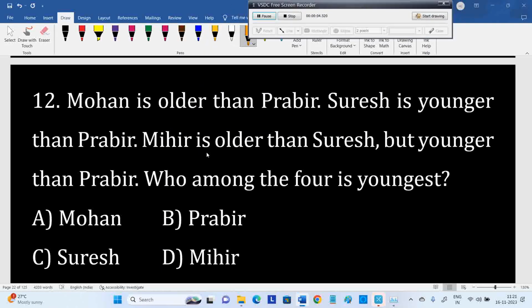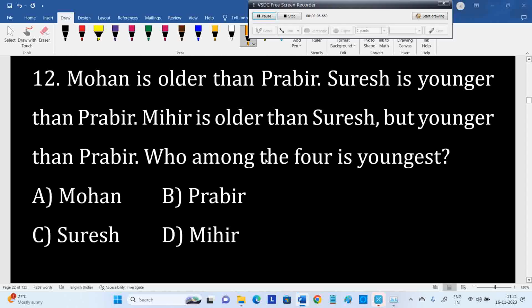So Mohan is older than Prabhi. Suresh is younger than Prabhi. Mihir is older than Suresh, but younger than Prabhi. So Mihir will come in between. Right. So who among the four is youngest? It is Suresh.